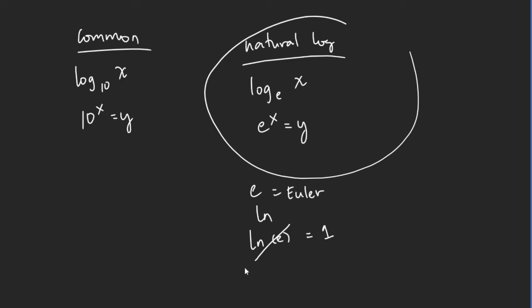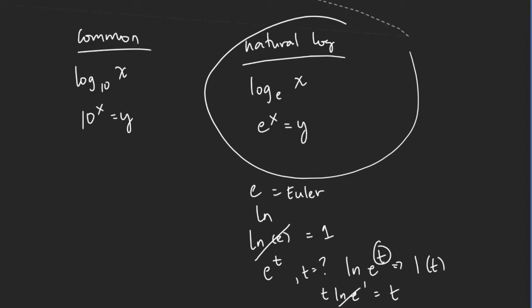So if you have e raised to t, to get the value of t, we just write ln of e raised to t, and it will become 1 times t, because ln of e raised to t will also give us t ln of e. So ln of e is equal to 1, therefore we are left with t. So any variable will do as a substitute for the exponent. Okay? Alright, so let's start with question number 1.